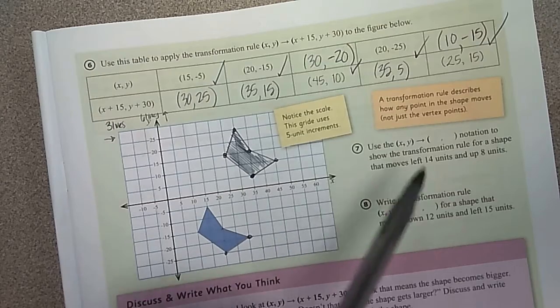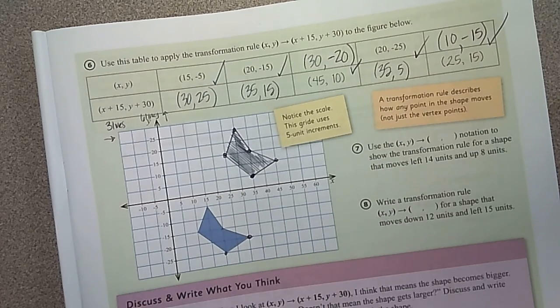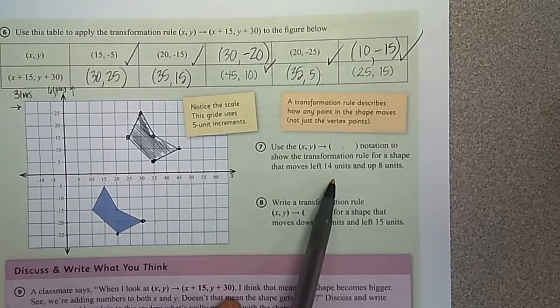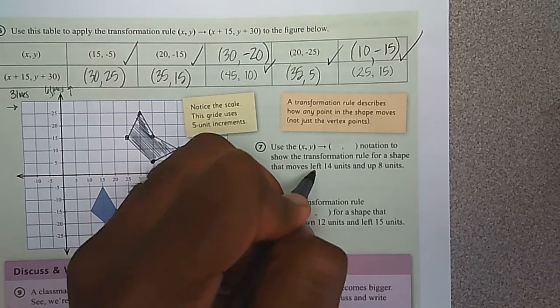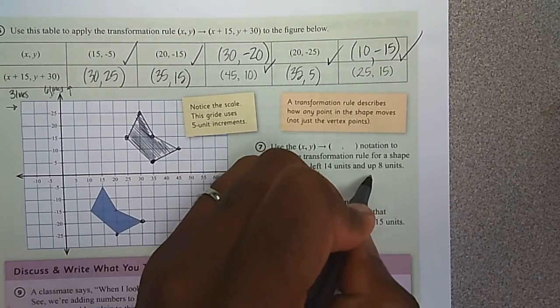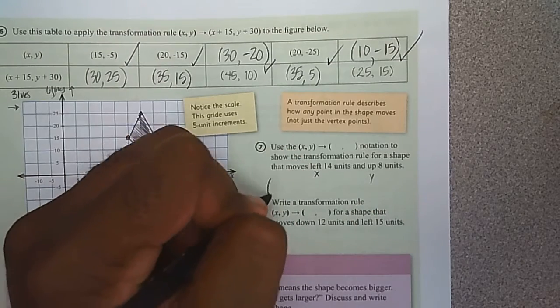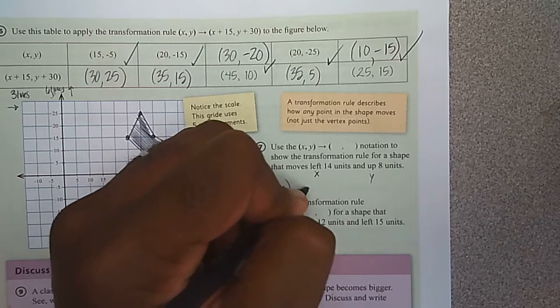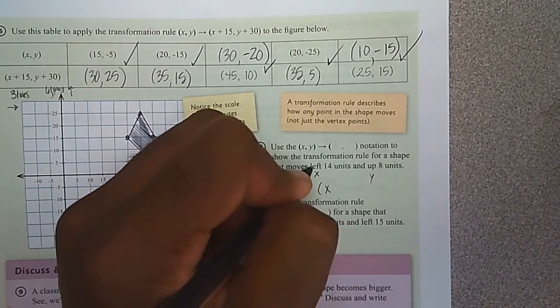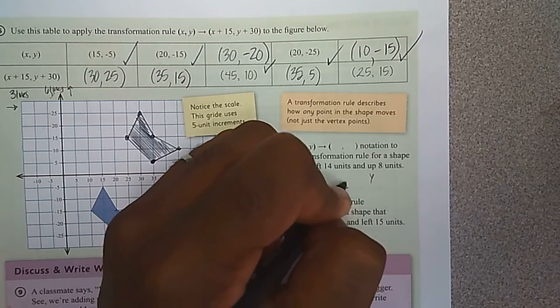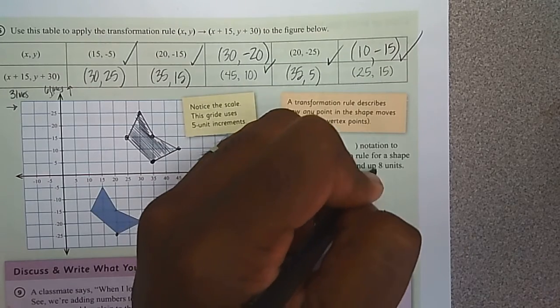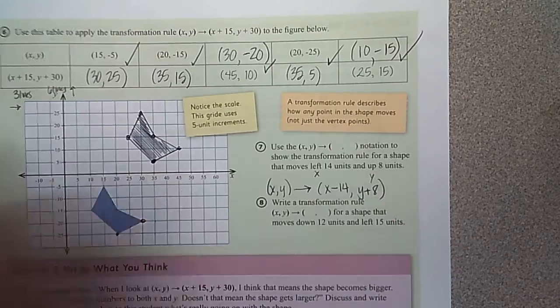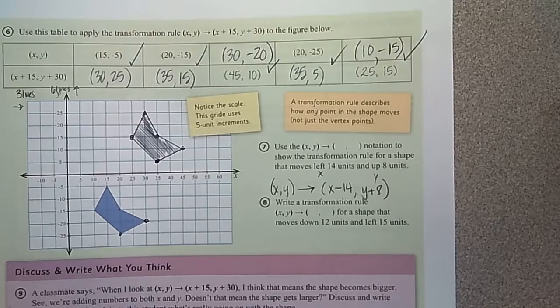So on number 7, use the transformation rule for a shape that moves left. So if this is left, this is my X. And if this is up, this is my Y. So if I have an X and a Y and I move it, my X moves left, so that's less, and my Y moves up, so that's plus. Boom. That's how it should go.